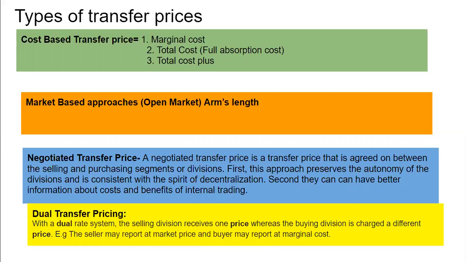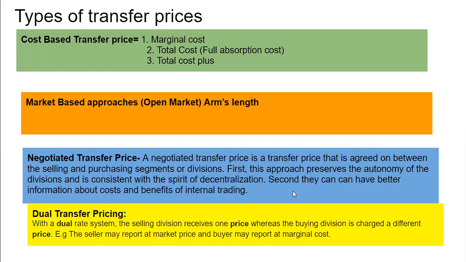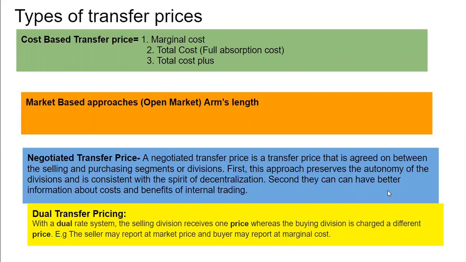So they come to somewhere in between, what I told you, 20 to 55. They could end up negotiating in that given range, where the benefit is shared and none of the divisions is at a disadvantage.